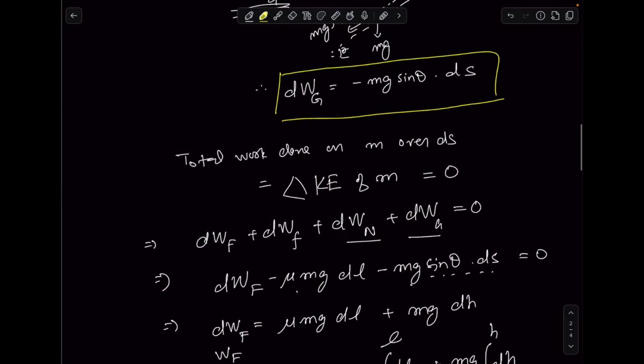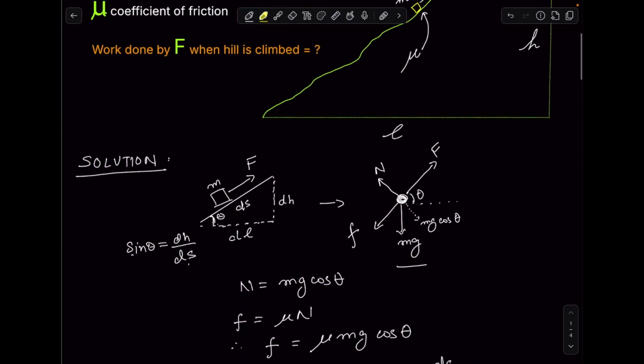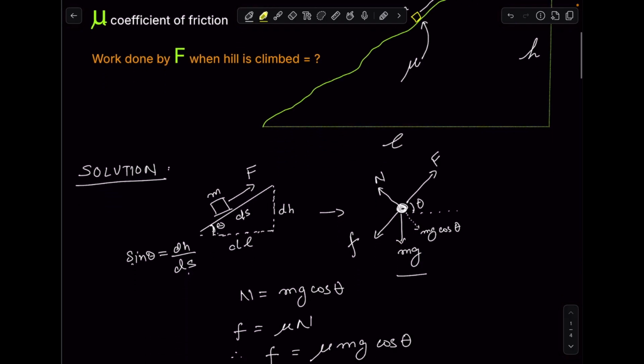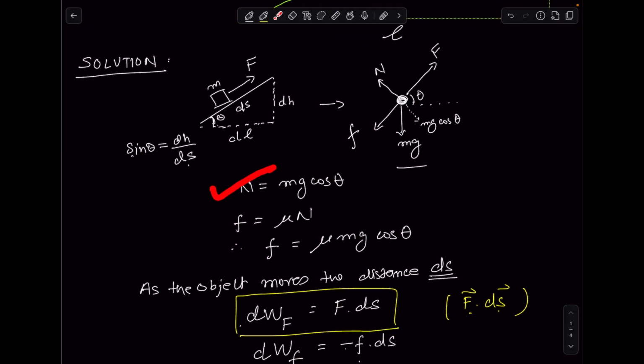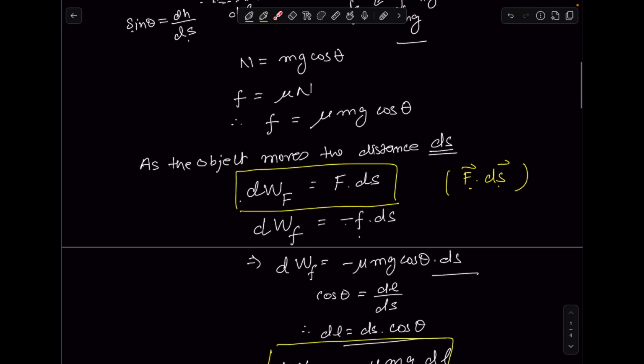Let's recap quickly what all we did. We were given the problem. We considered the motion over a very small, infinitesimally small part of the hill. We assumed that the motion in that very small part is a straight line, making angle theta with the horizontal. So sine theta is dh by ds and cos theta is dl by ds. Then we looked at the free body diagram, and saw that the normal reaction is mg cos theta. So the force of friction is mu mg cos theta.